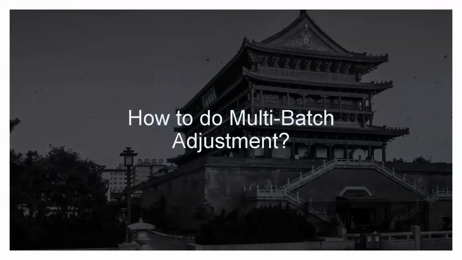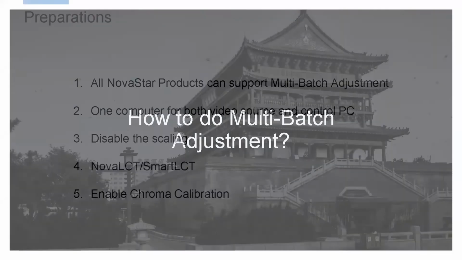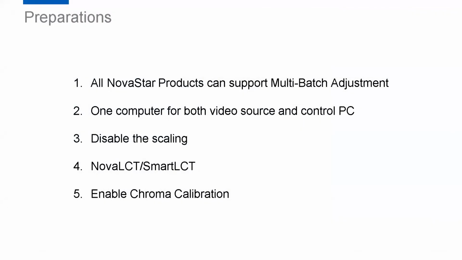So how do we do the multi-batch adjustment? Before we do it, we need to do some preparations. First, make sure your sending card and receiving card are from Novastar. No matter which model you use, they all support multi-batch adjustment. The second is to use one PC for both video source and control PC, which means you need to connect the PC and the sending card with a USB cable and an HDMI cable.